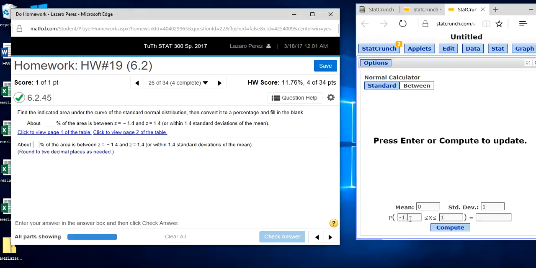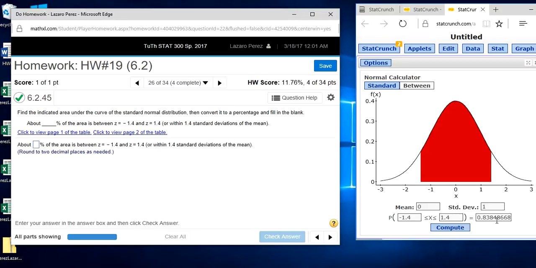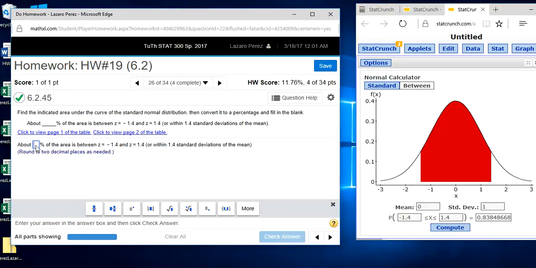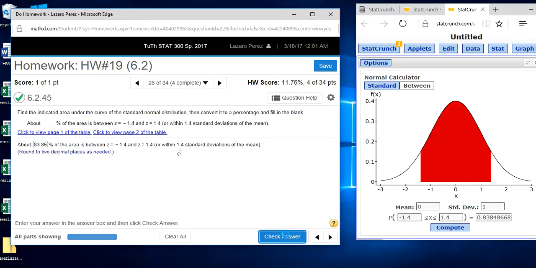So we want negative 1.4 and positive 1.4. All right, right there, that gives us our answer. So 0.83, rounded to two decimals. Well, actually, it's in percentage, so it'll be 83.85. Because we're really rounding to four decimals, since they want to turn it into a percentage, then two decimals after the percentage. So 83.85. All right, perfect.